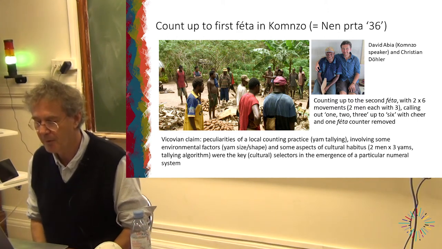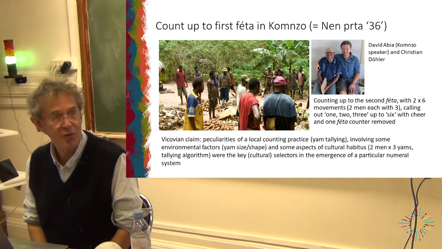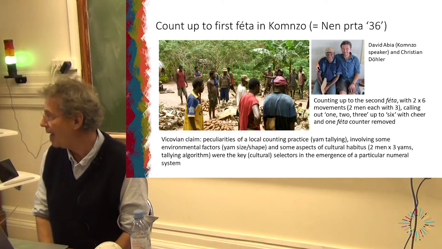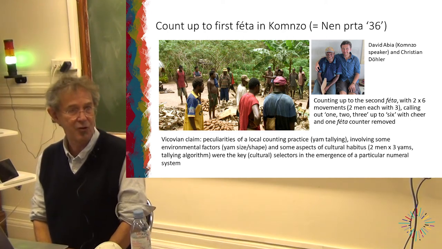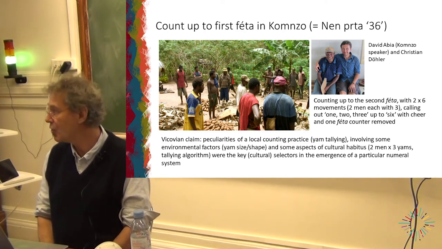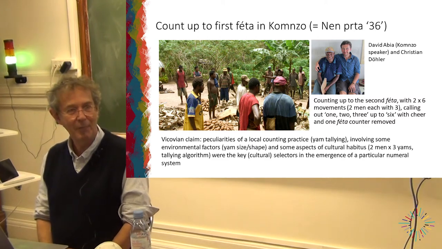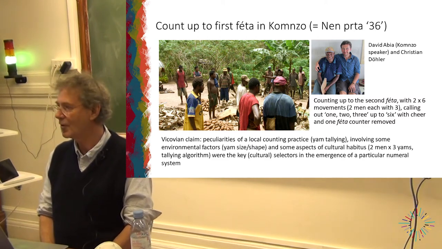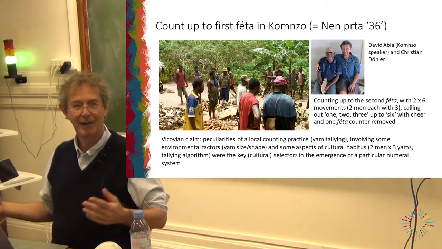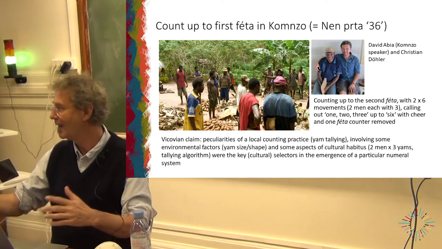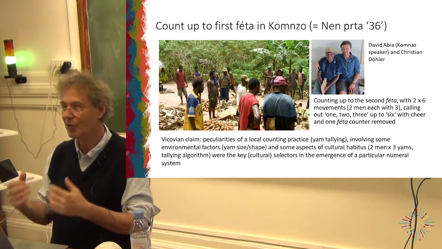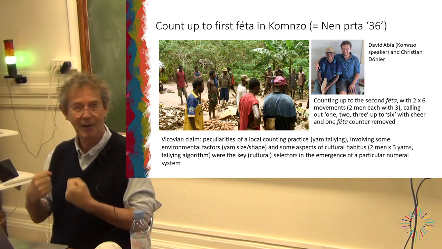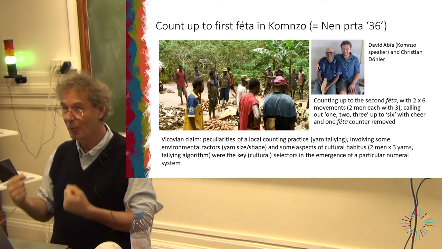So this is the primary use of these numbers, to tally up yams, which is done once a year. It's like harvest time. It's done in public. It's sort of like counting the votes in Florida or somewhere. Everyone gathers around, there are scrutineers, everyone's making sure you don't cheat, because your worth as a human being flows from how good a gardener you are.